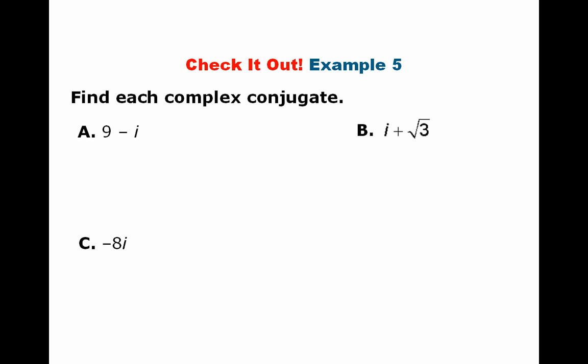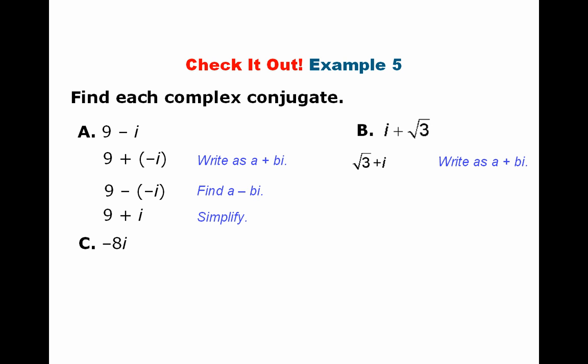So if we're going to find the complex conjugate of these examples, 9 minus i will become 9 plus i. We just switch the sign in front of the i, the imaginary part. For B, we have i plus the square root of 3. Well, we want to rewrite that so that we get a plus bi. The imaginary term goes second. So we have the square root of 3 plus i. So then now we just need to switch the sign in the middle, and that's our complex conjugate.